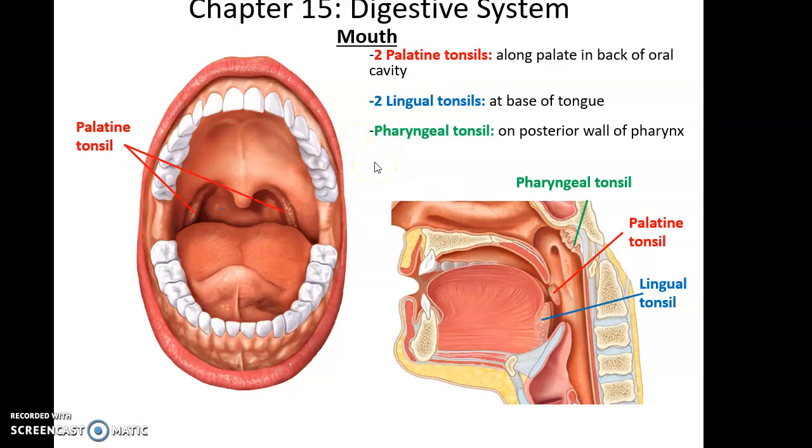There are tonsils associated with the oral cavity and the pharynx. We have two palatine tonsils in the back of the oral cavity on either side. We have two lingual tonsils at the base of the tongue. And then there's also the pharyngeal tonsil that's up in the nasopharynx. So 5 tonsils found in the general area of the pharynx and oral cavity.